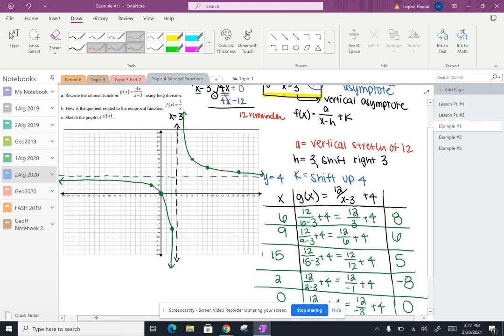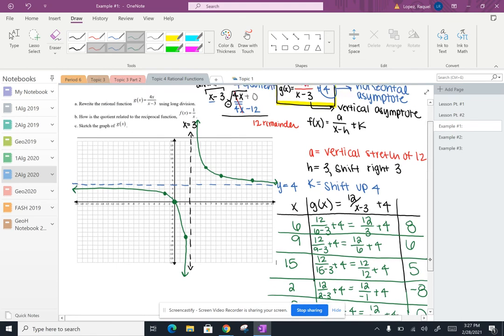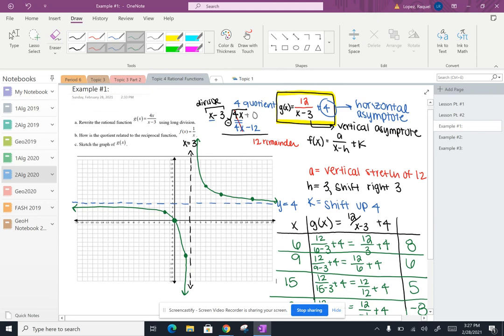And here is a good first sketch of our graph. Now we can also plug in the equation into our graphing calculator or into Desmos just to double check that we've done that. But let's go ahead and try example 2.